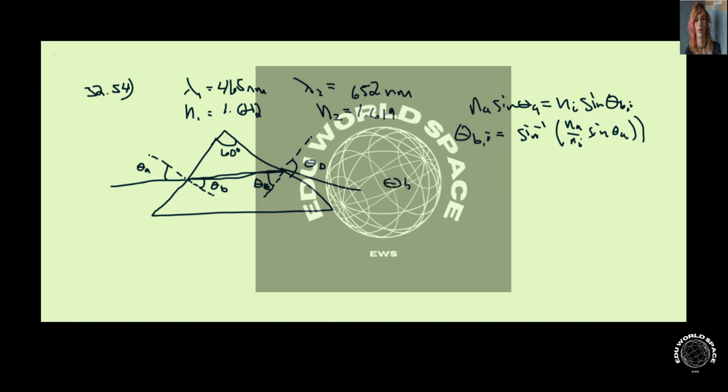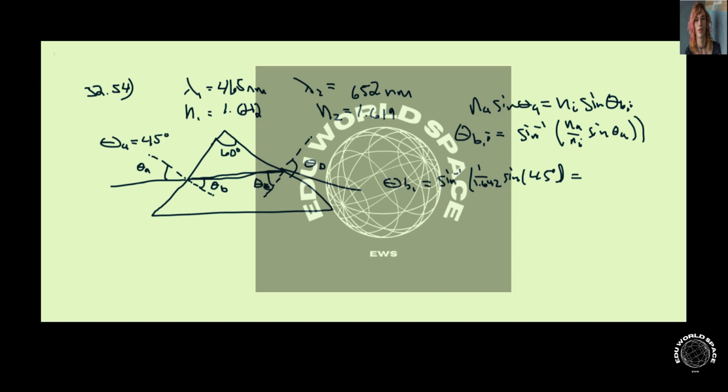Okay, so theta B1 is the inverse sine of 1 over 1.642 times sine of, what did it say it entered as? Oh, it entered at 45 degrees. Let's write this over here. Theta A equals 45, so 45 degrees.